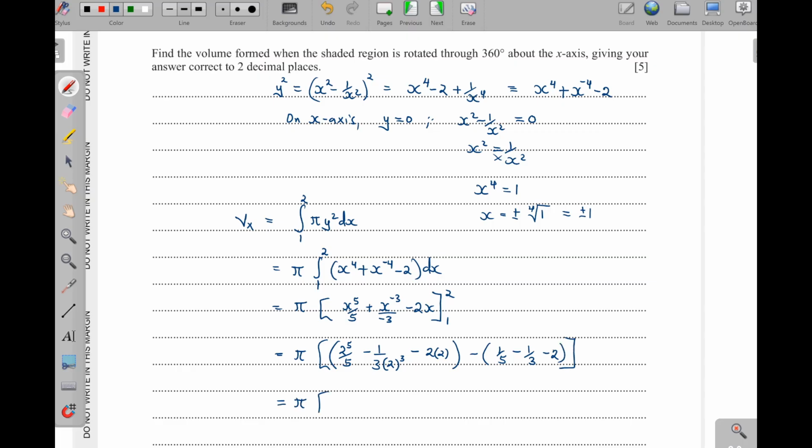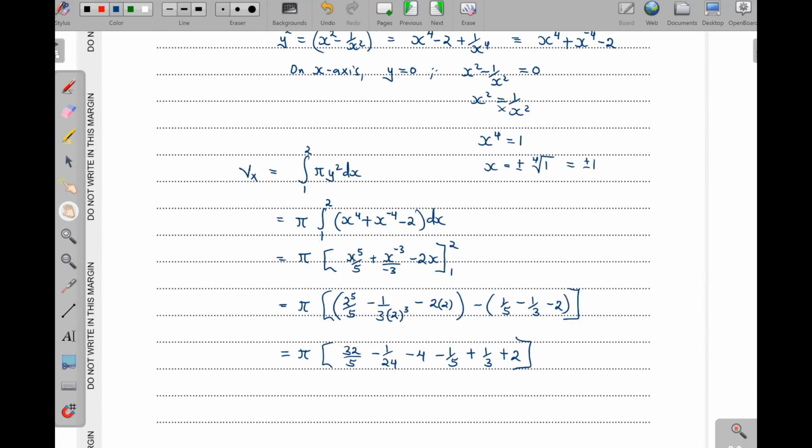We continue to simplify. This is 32 over 5. 8 times 3, that's 24. Minus 1 over 24. Then minus 4. Then from here, the negative is going to affect everything. So I'm going to have minus 1 over 5, then plus 1 over 3, then plus 2. Okay. Now I can put everything here in the calculator and then I get my answer.